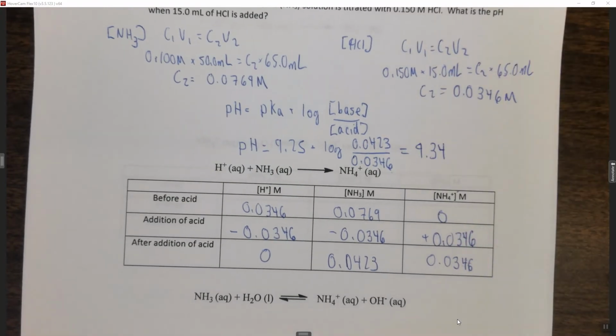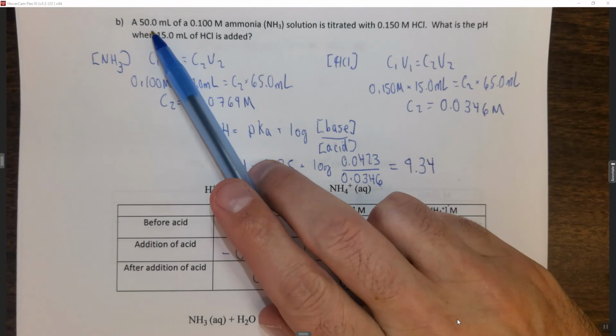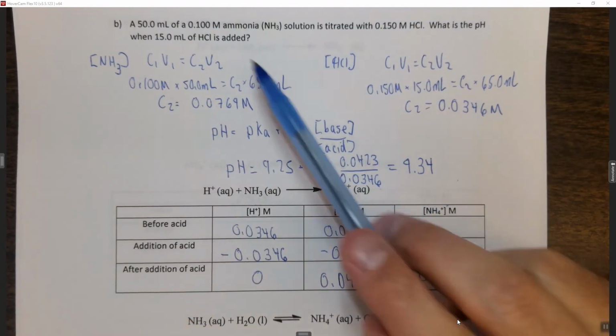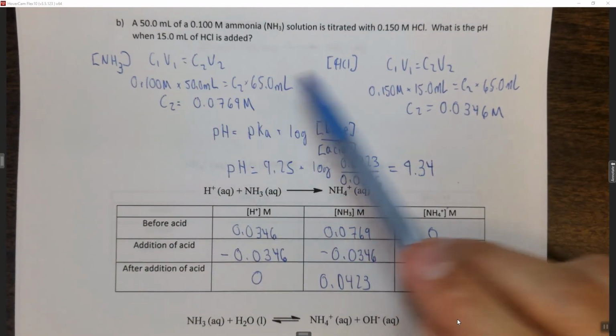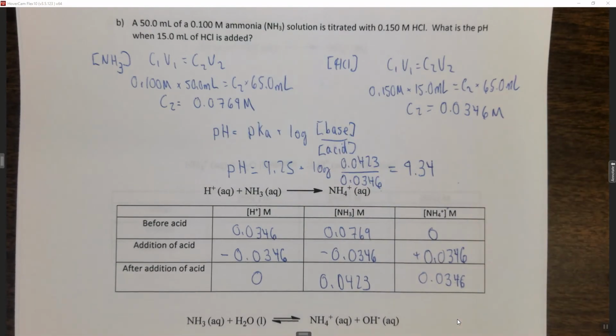Indeed, it is slightly higher than the pKa. So what is the take-home message of this? There's a couple things to remember here. First of all, we have a volume change. When we add this to this, the total volume is 65, so we need to do C1V1 equals C2V2 to find the concentrations before the reaction starts, if you will.